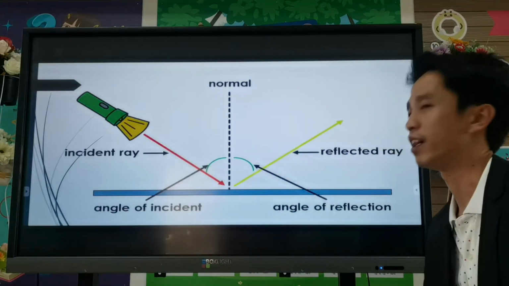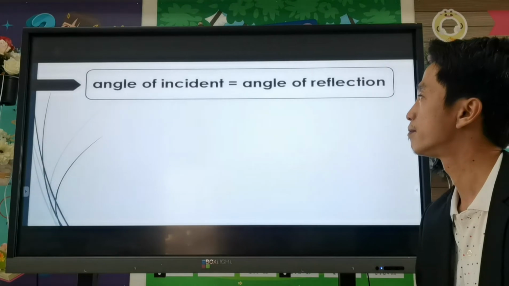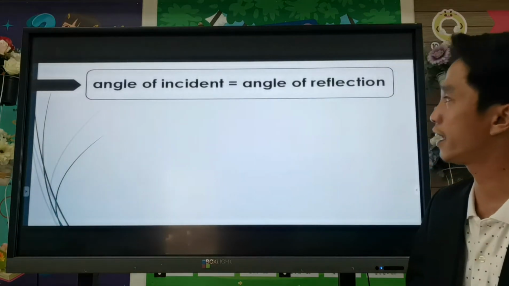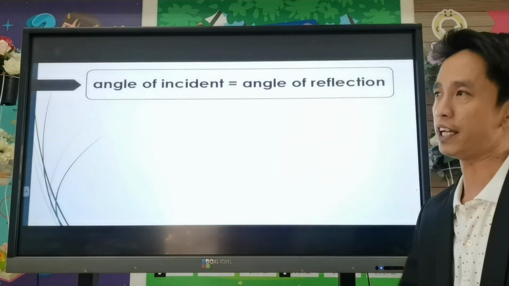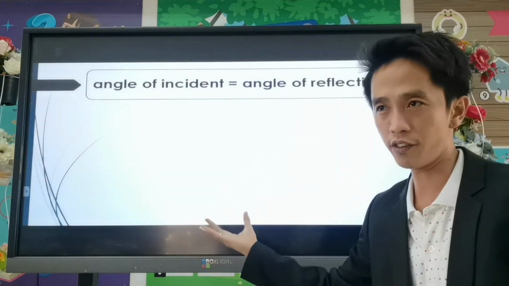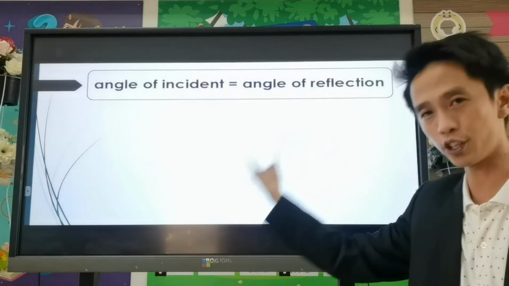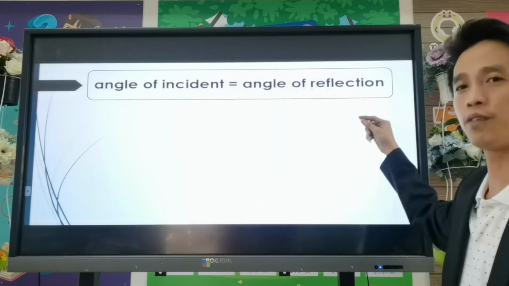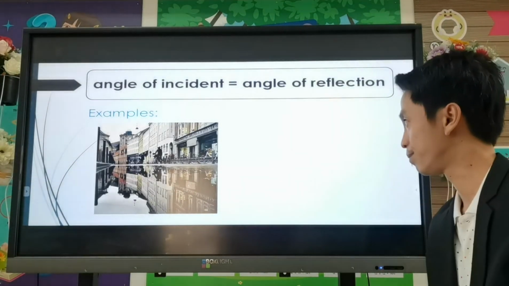All right, let's proceed. Okay, angle of incident is always equal to angle of reflection. If the angle is 40 degrees, the angle of reflection is 40 degrees. If it's 45 degrees, then the angle of reflection is 45 degrees. Okay, this is the example.